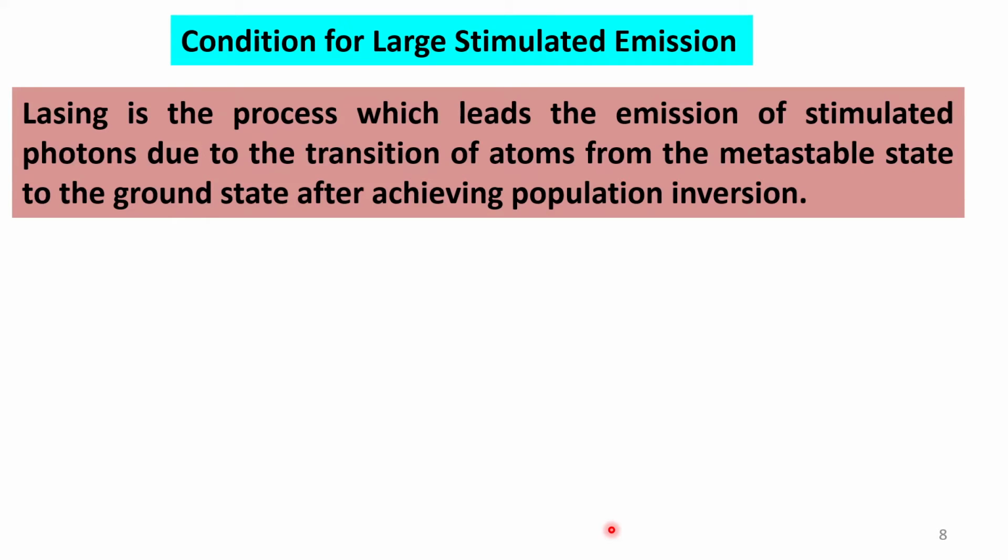Now we are going to see the condition of large stimulated emission. So the second condition required for the lasing action is the stimulated emission. In the previous lecture, the first lecture, we have seen what we mean by stimulated emission. Now lasing is the process which leads to the emission of stimulated photons due to the transition of the atoms from the metastable state to the ground state after achieving the population inversion.